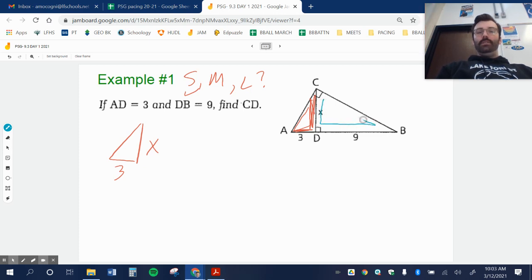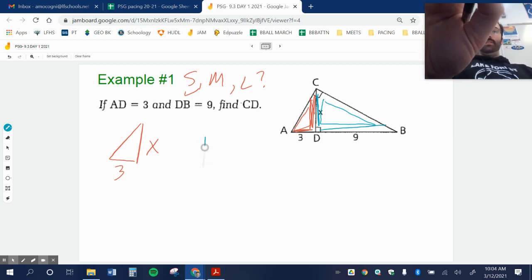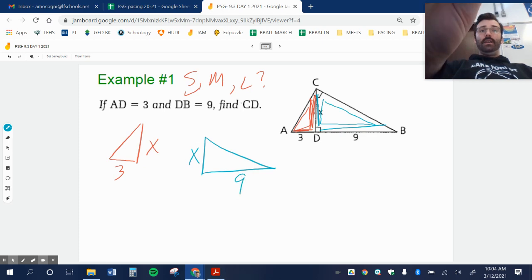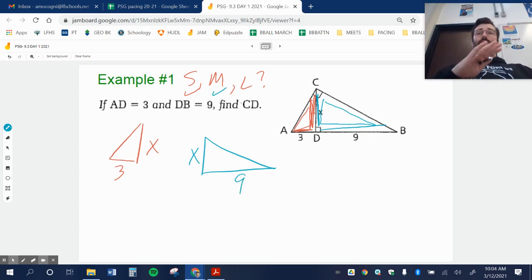Outline my medium triangle. Now you could be doing this with a different color pen, or with your finger, whatever it may be. I outline the medium triangle. Looks like I have an x and 9. So that's two sides, x and 9. That checks out. So that tells me right away that I'm comparing my small and medium.